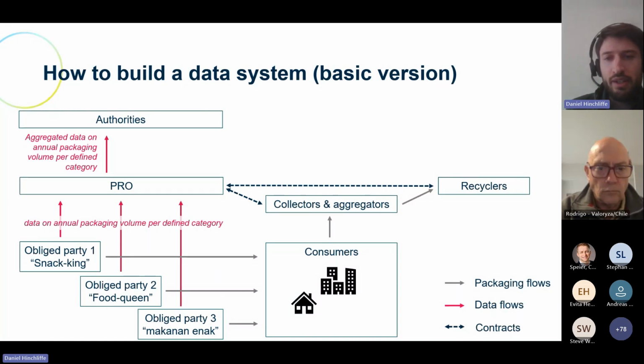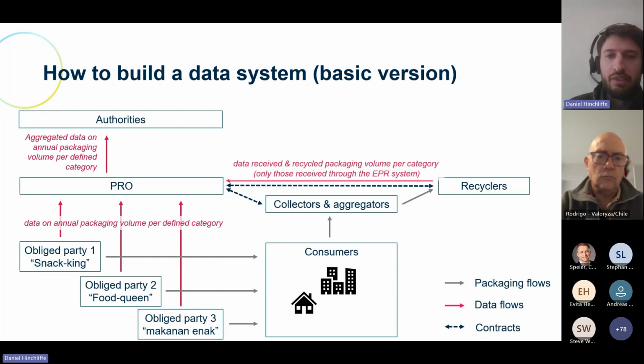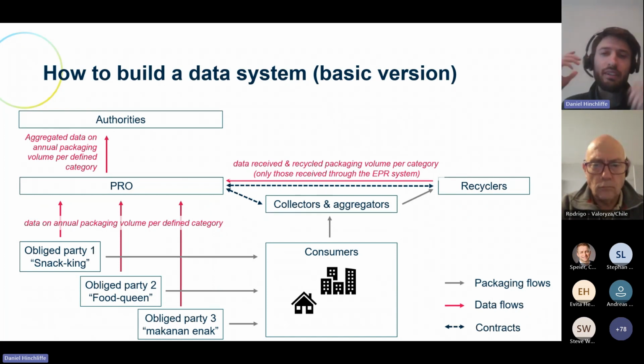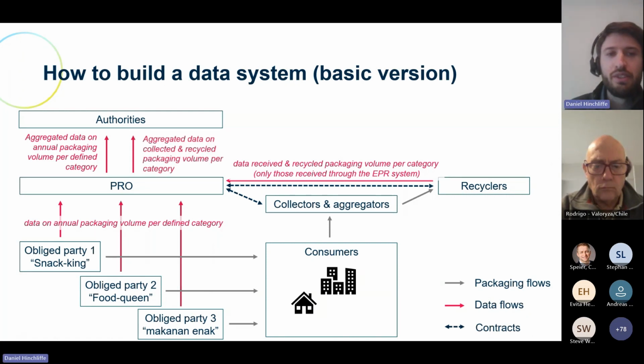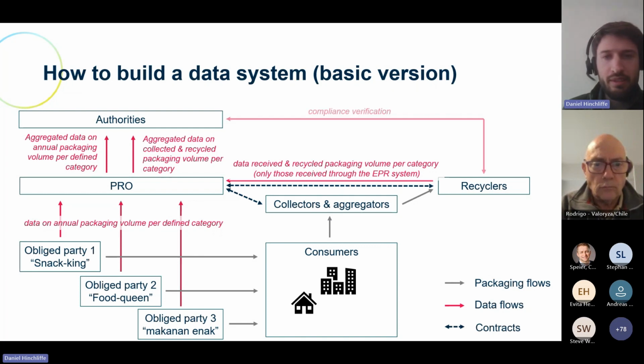So they make contracts, this is the dotted line, with recyclers and collectors and aggregators. And the packaging flows from the consumers to the collectors and then onto the recyclers. The recyclers then look at the data that they received on the recycled packaging and collected packaging, and they send this data to the PRO, who again aggregates the data and gives it on to the authorities. And in terms of monitoring, the authorities can then verify this data through other waste legislation. They'll be checking what the recyclers are doing through a compliance verification. So this is a basic system of how you can organize data flows within an EPR.